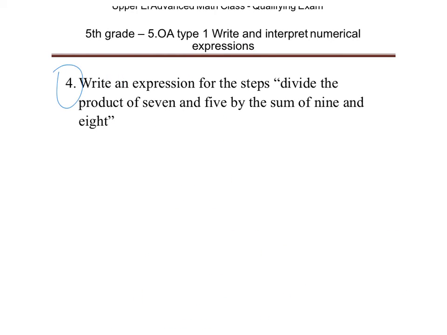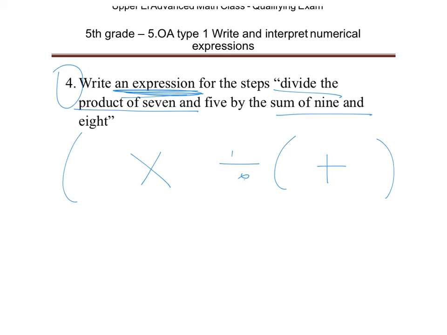Okay, so for our fourth problem, we have again, write an expression. We're not going to solve this; we're going to write the expression. And we have: divide the product by the sum. So we're going to have a product divided by a sum. We're going to put it in parentheses even though some things don't need to be in parentheses because of order of operations. So we take the product of 7 and 5, so 7 times 5, and we're going to divide that product by the sum of 9 and 8.